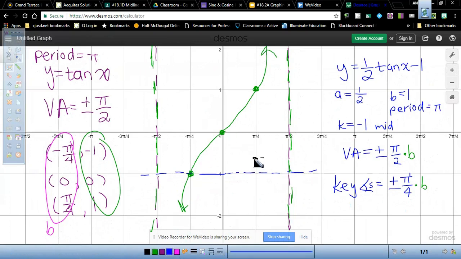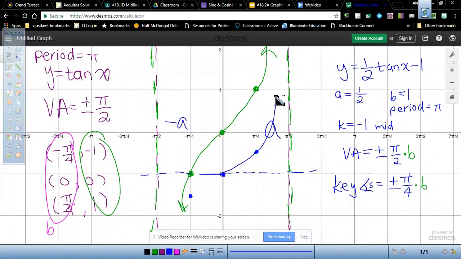Now, when I go to pi over 4, I normally go to A. And at negative pi over 4, I normally go to negative A. That's really A above the midline and A below the midline. So at pi over 4, I'm going to go A above. So I'm going to go 1/2 above. At negative pi over 4, I'm going to go A below. So I'm going to go 1/2 below. And at 0, I'm on my midline.